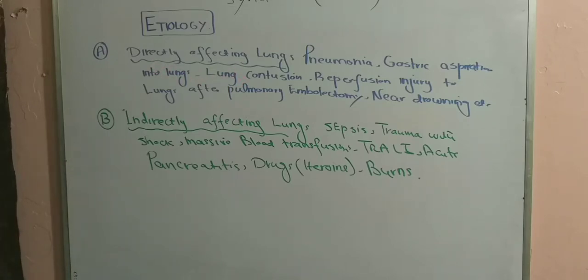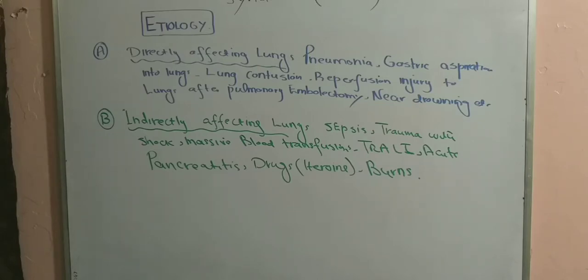Now there come the causes which do not directly affect the lungs but somehow indirectly injure them. The most common cause is sepsis, which you come across in the intensive care unit or emergency medicine. Then there are trauma cases where you have shock in the patient, with blood pressure less than 90 systolic millimeters of mercury. The patient would have had a lot of blood transfusions, and sometimes a single transfusion can also cause transfusion related acute lung injury.